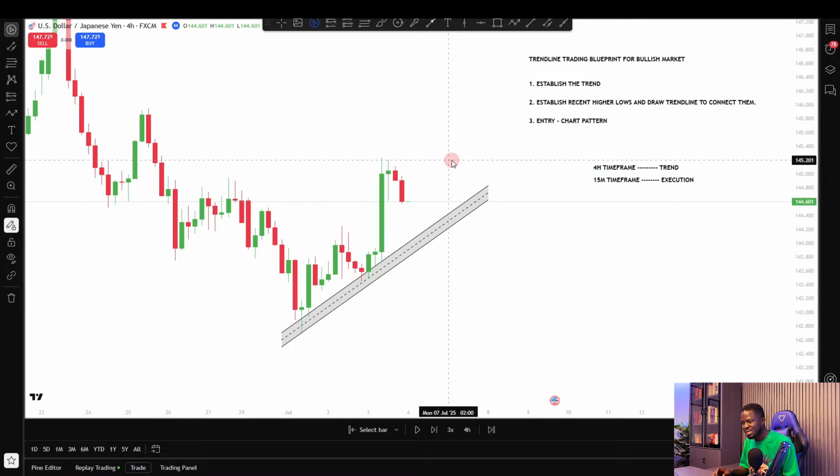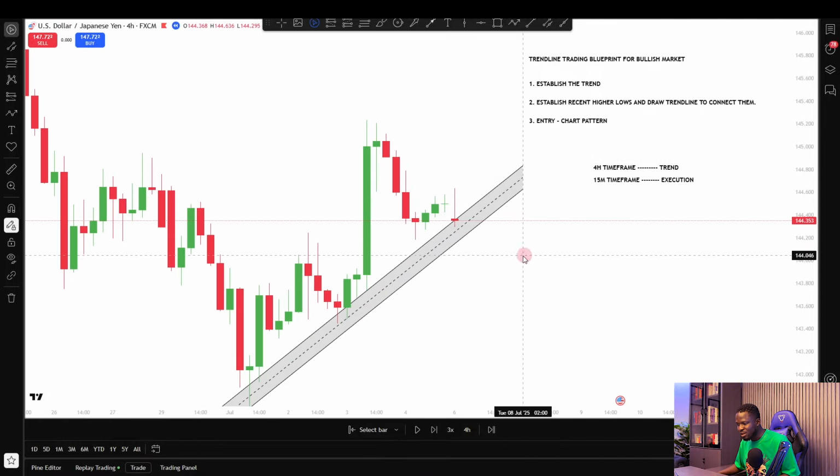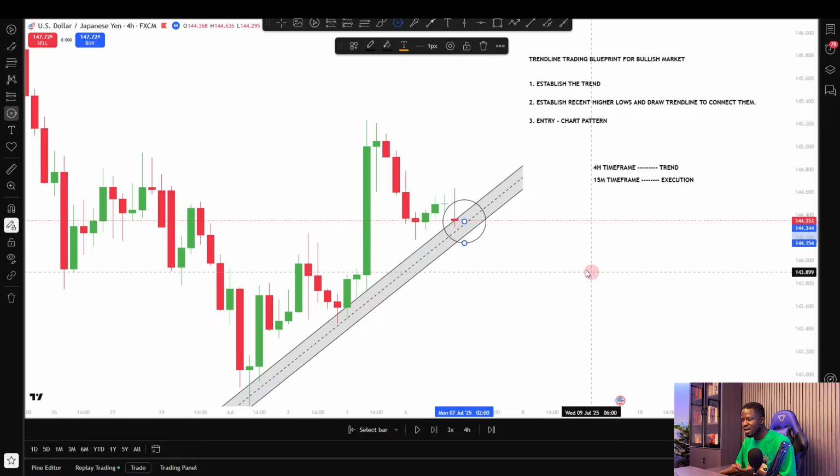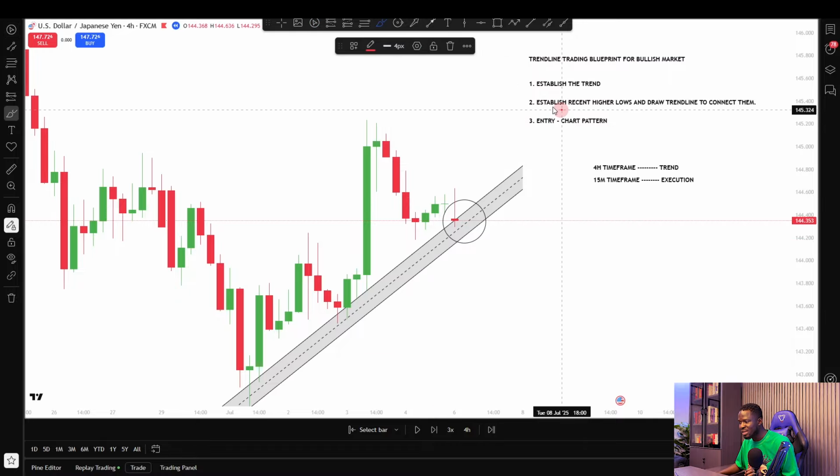Right now the sellers are pushing the price action towards the trend line zone. We must exercise a lot of patience and wait for price action to mitigate the trend line before we execute. Now the price action finally mitigates the trend line around the zone. The next step is to scale down to the 15-minute time frame and execute by using our last step blueprint.